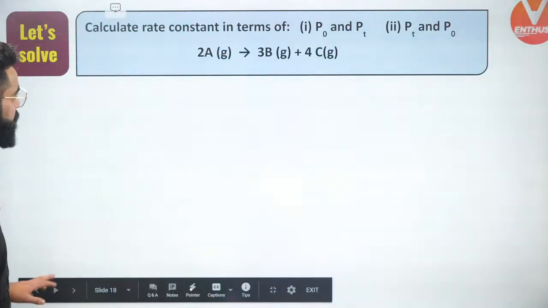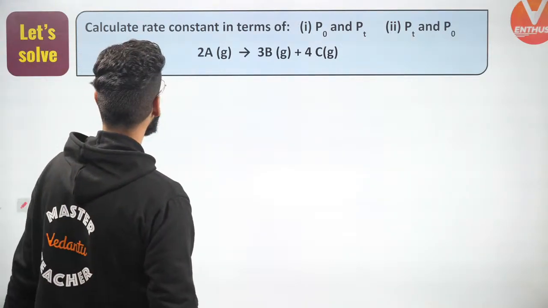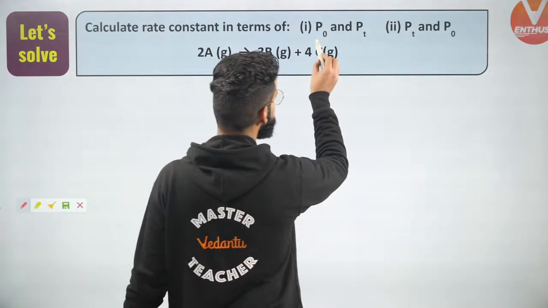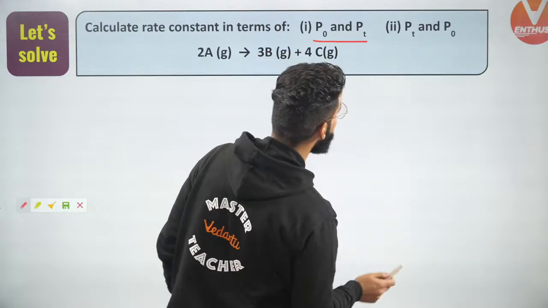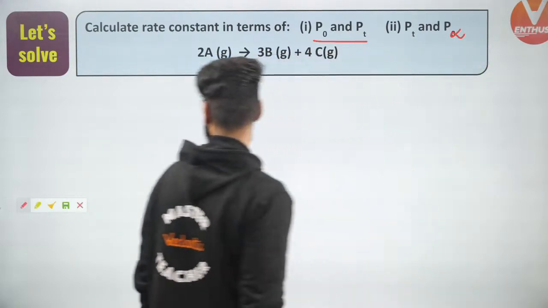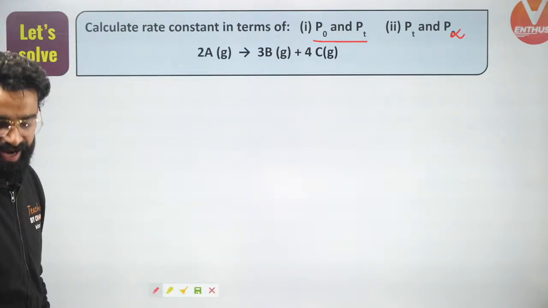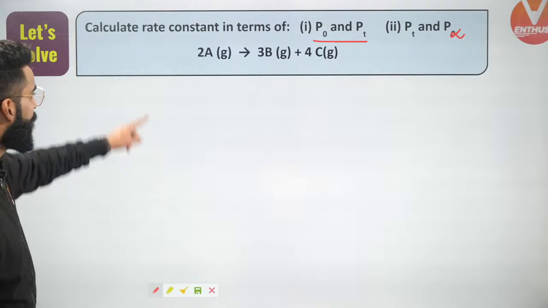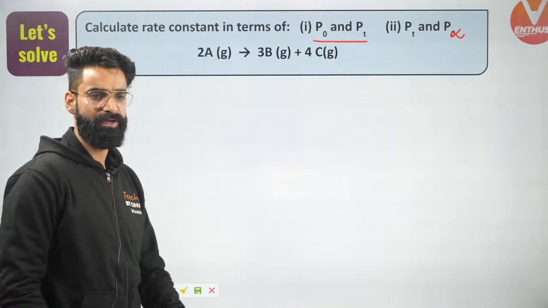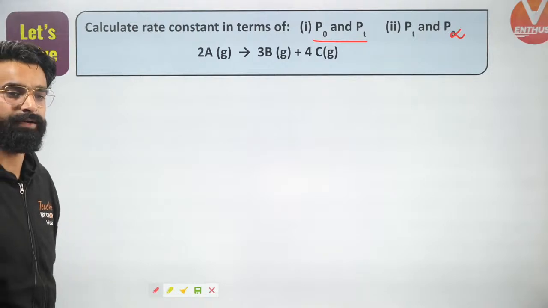See guys, this is one question which is given to us. And what are we supposed to calculate in this? Calculate the rate constant in terms of first P naught and PT, second PT and P infinite. These are the two questions which are given to me. And how do we approach these sort of questions? Over here, the stoichiometry is not 1:1:1. So the values will get changed right here. And how the values will get changed, I'll be showing you that, okay?